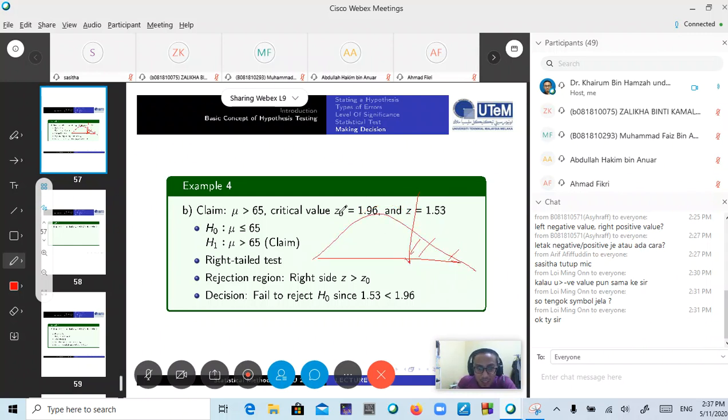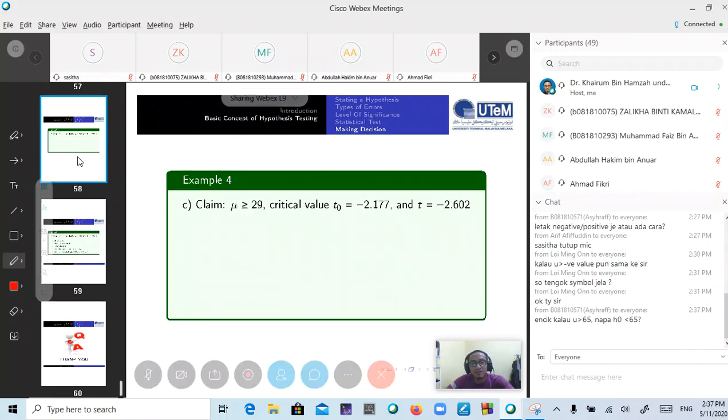Okay, and then what is your Z naught here? Z naught here is 1.69. But your Z calculation does not lie in the rejection region. It is smaller, so it sits on this side. So when Z, 1.53, sits here, your decision is fail to reject H naught, since your Z is less than 1.69. Okay? Can?